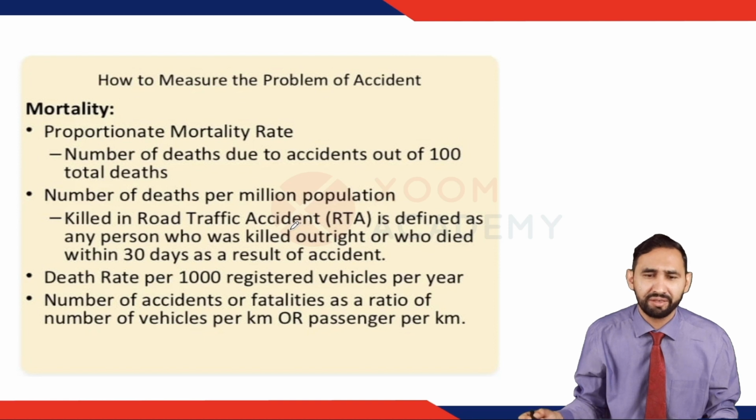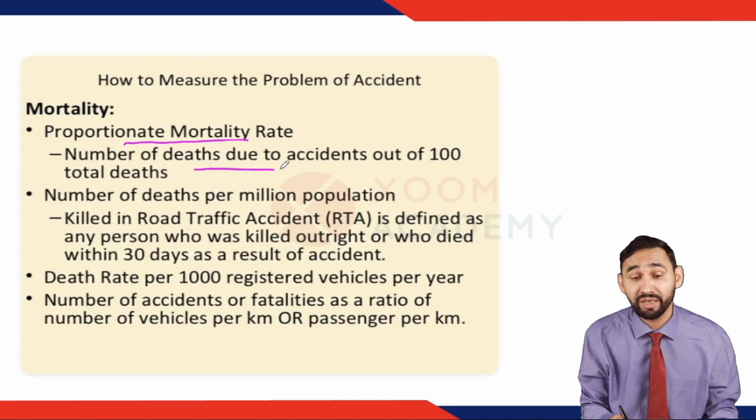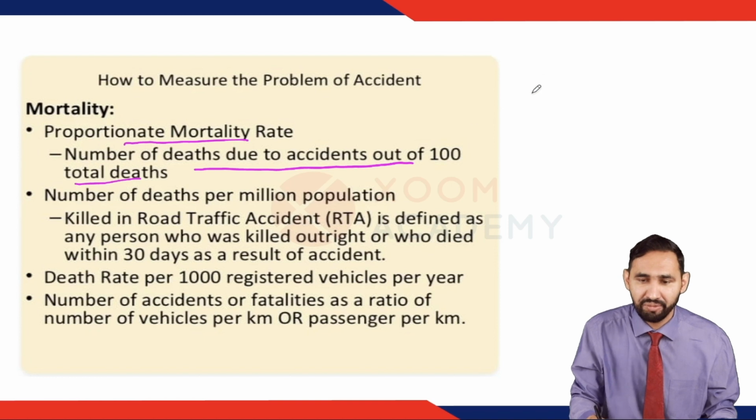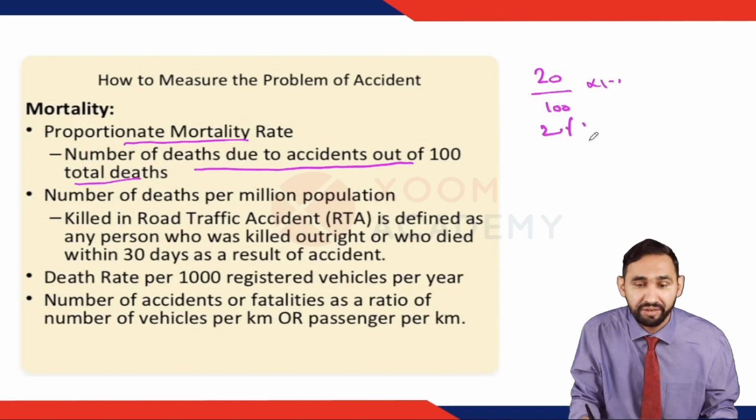What is the problem statement? What does it cause? It can cause mortality. What is the proportionate mortality rate? It is the number of deaths due to road traffic accidents out of 100 total deaths. Like if the number of deaths due to road traffic accidents is 20 and total deaths are 100, the proportional mortality rate is 20% due to accidents.